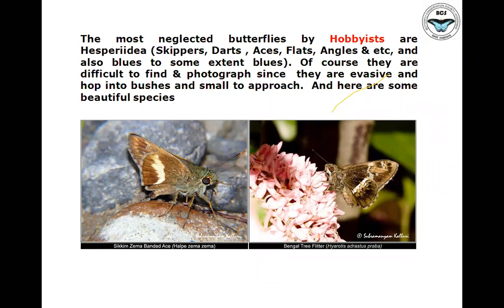I like Hesperiidae species very much. The most neglected butterflies by hobbyists are the Hesperiidae: skippers, darts, chases, flats, angles, and so on. Of course, the blues are neglected to some extent, but they are difficult to find and photograph since they are evasive, pop into the bushes, and are hard to approach. So here are some of the beautiful species people may get interested in. That's why I'm showing these species.